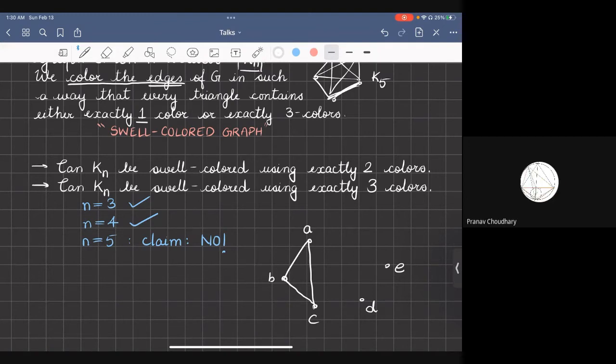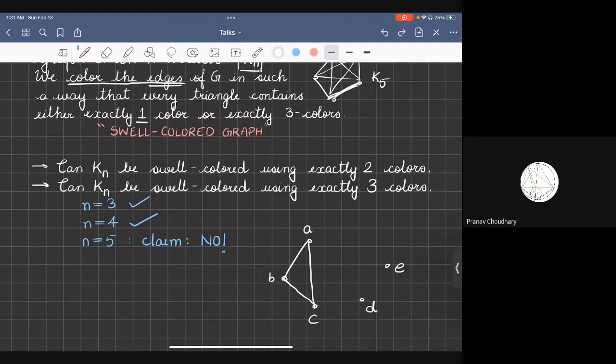Now we consider AD and BC. So if in triangle ACD three colors are used, without loss of generality, it is this case. Now in triangle ABD, this must be red, which is a contradiction, because BCD has exactly two colors. So this cannot be the case.